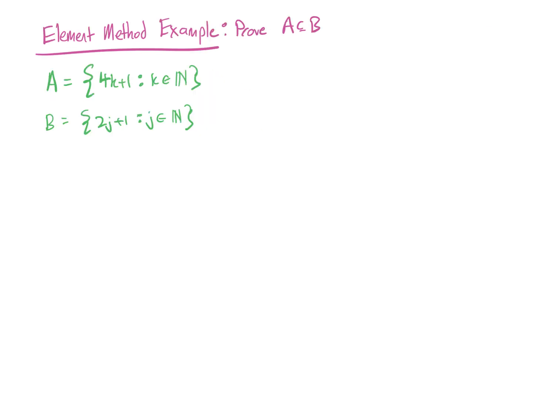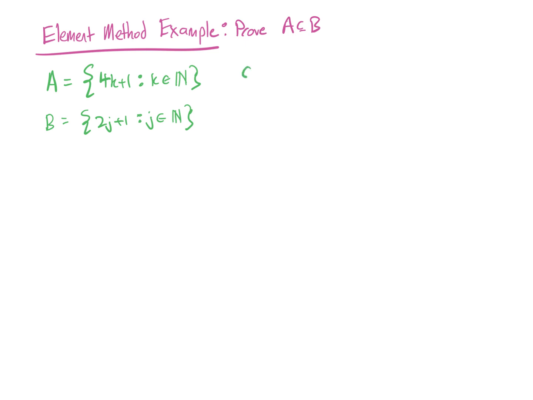Okay, let's go ahead and do an example of proving that one set is a subset of another set using the element method. I want to consider these two sets that I have here in green. A is the set that I've described in set generator notation for 4k plus 1 for k ranging through the natural numbers. And B is the set 2j plus 1 for j ranging through the natural numbers.